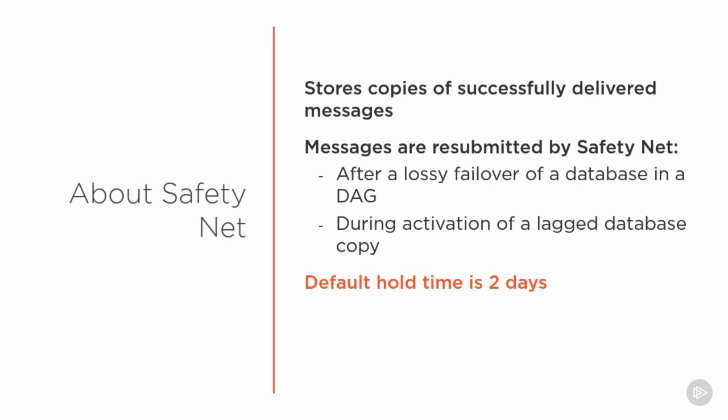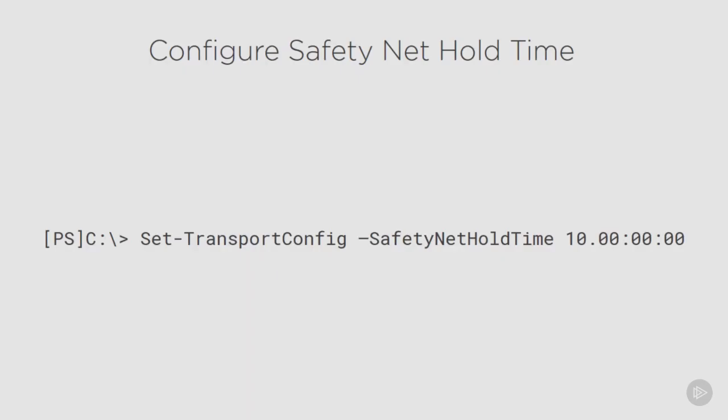If you have lagged database copies, the hold time should be configured to match or exceed the longest lag time on your lagged database copies. And to configure that safety net hold time, we just use the Set-TransportConfig cmdlet and set the SafetyNetHoldTime value accordingly. And the example that you see in front of you is a value of 10 days.